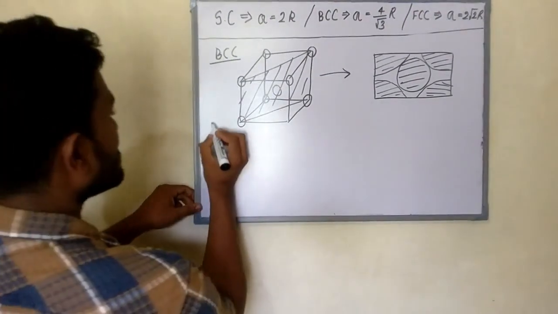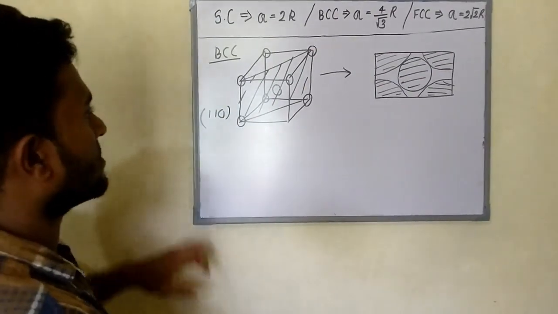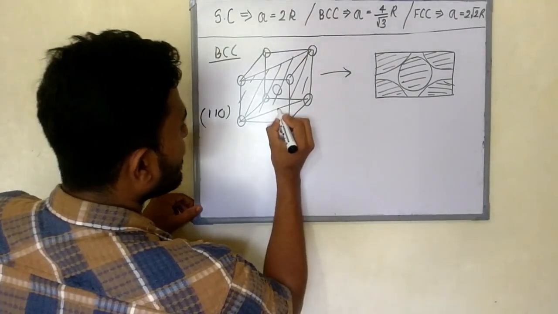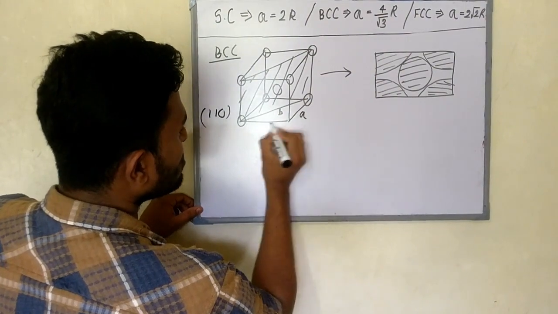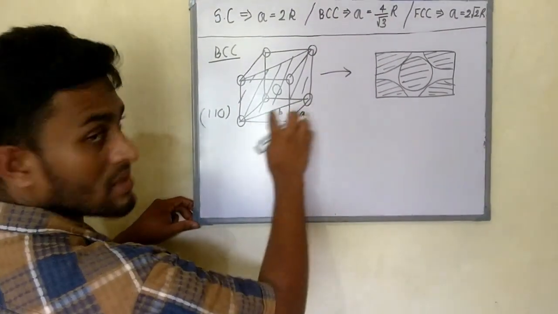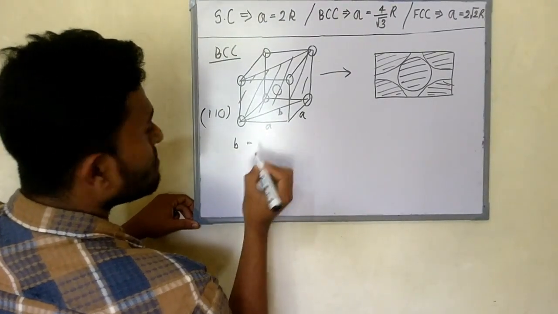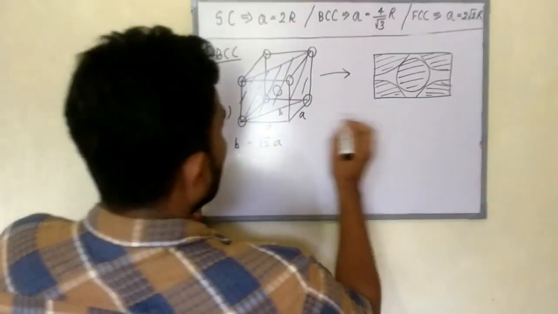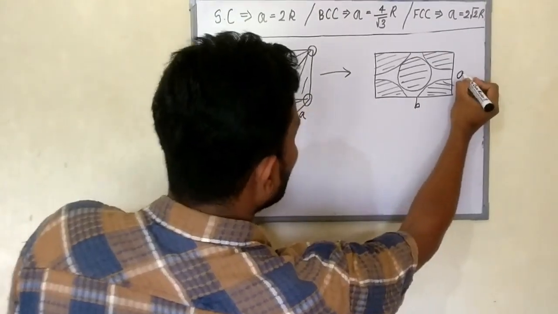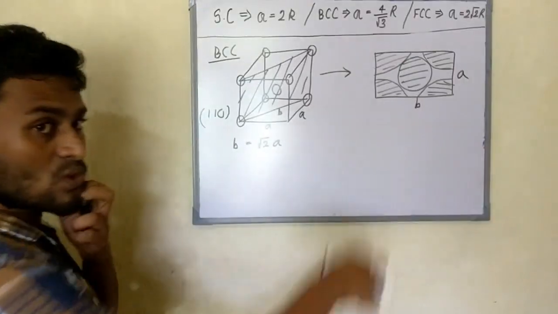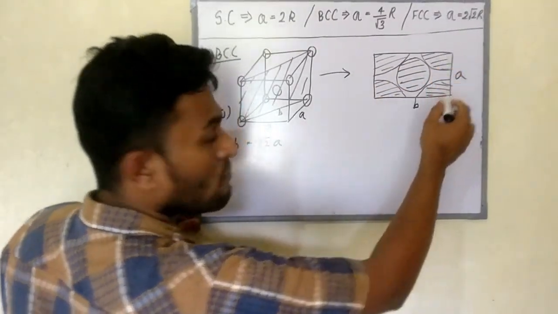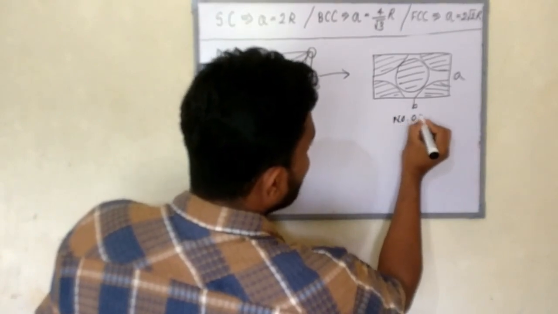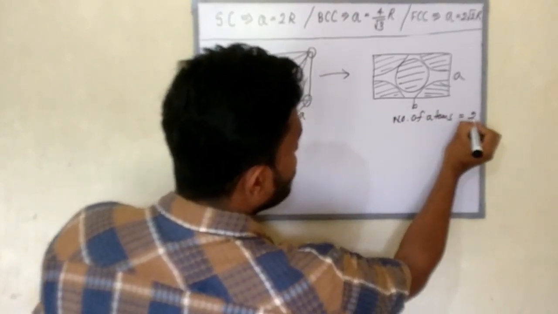This is your BCC 110 plane. Here this rectangular plane is your 110 plane. Here we can label this length as B, here also A, here also A. So from the Pythagoras theorem we can get the value of B as root 2 A. We have already proved that. So this length will be B and this length will be A. So the number of atoms going to be shared here is 1 over 4 into 4 plus again another 1 atom is going to be shared. So altogether the number of atoms is equal to 2.